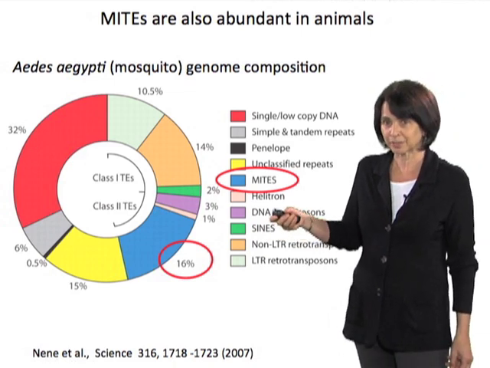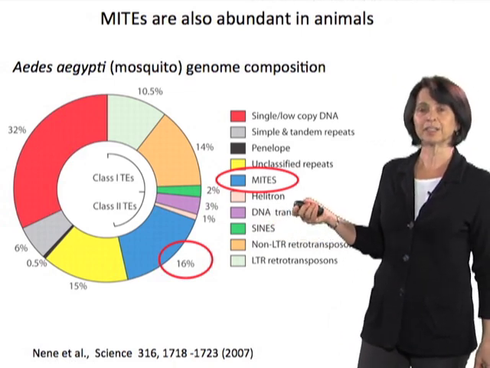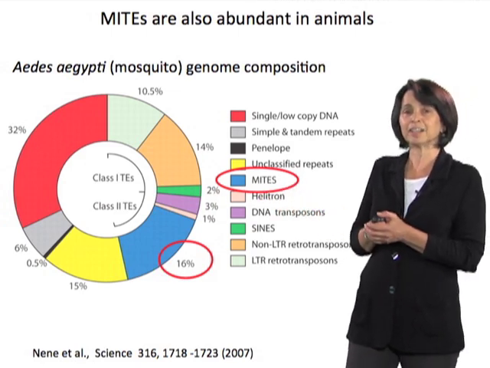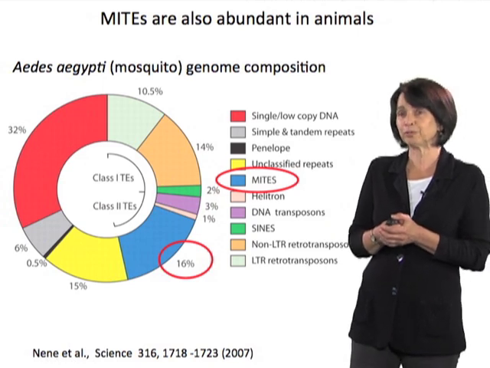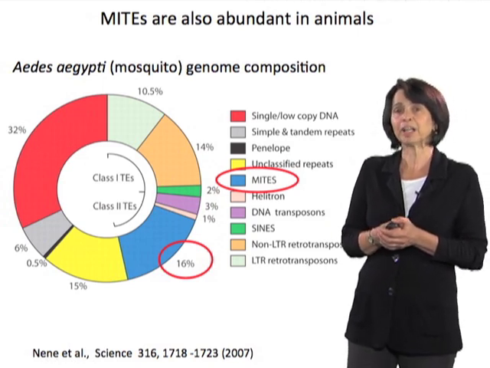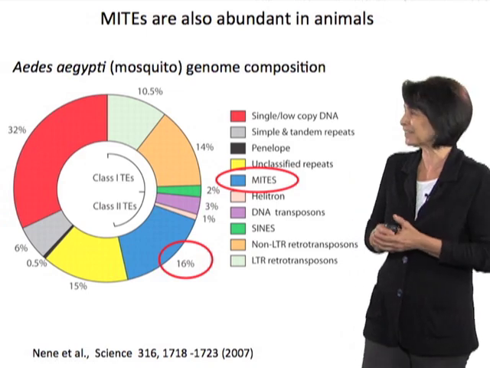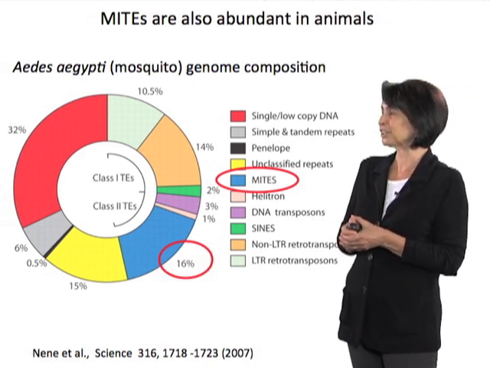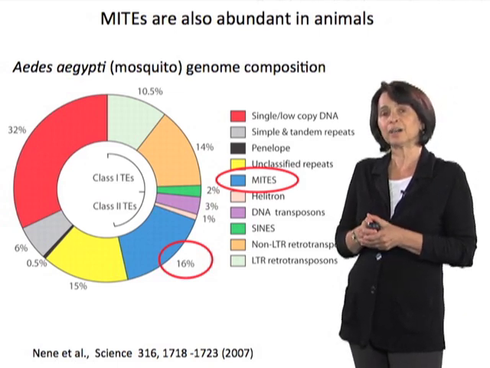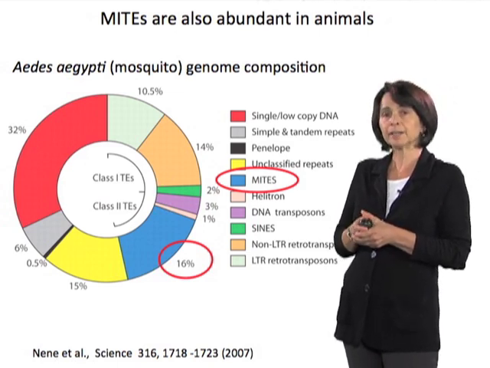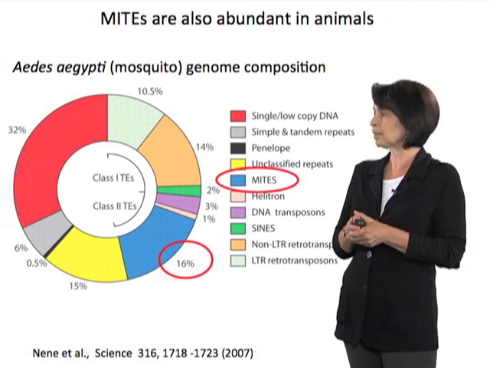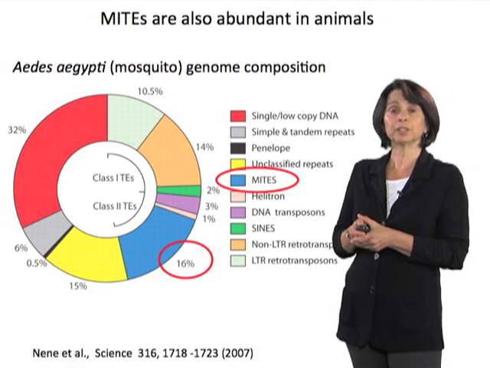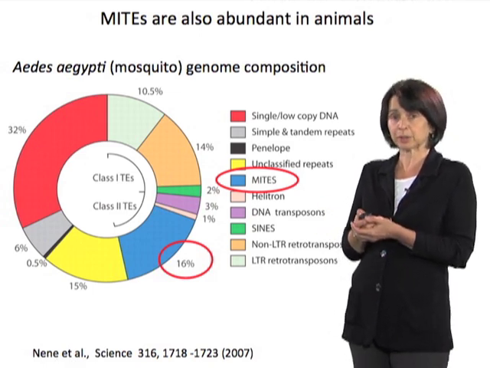So fortunately, mites are not restricted to plant genomes. And I say fortunately because a lot of my work over the years was funded by the National Institutes of Health. And if you're working on a plant system, it's nice to be able to say that what you find in this plant will be relevant to human health. We all try to say that. So in this case, this is the transposable element composition of a mosquito genome, Aedes aegypti. And it turns out that about 16% of this genome is derived from mites, from transposable elements.